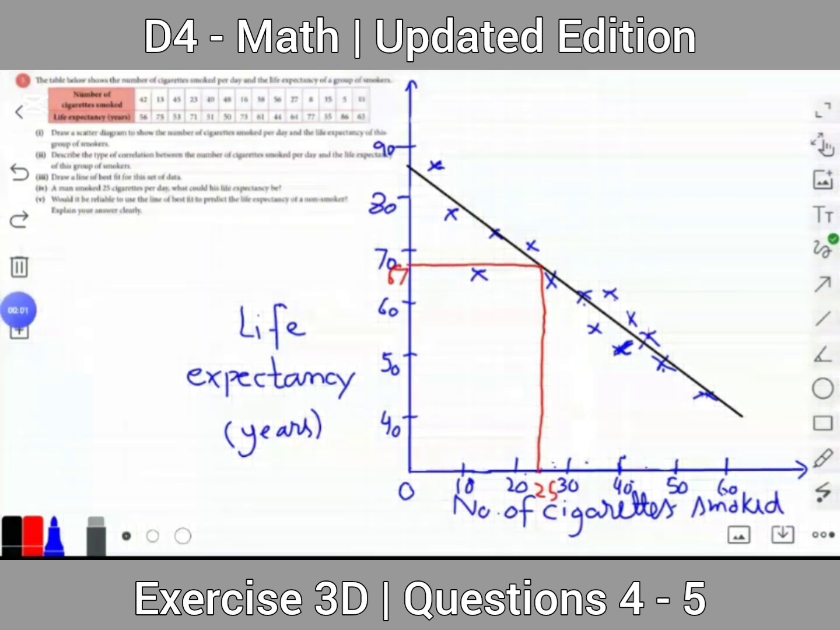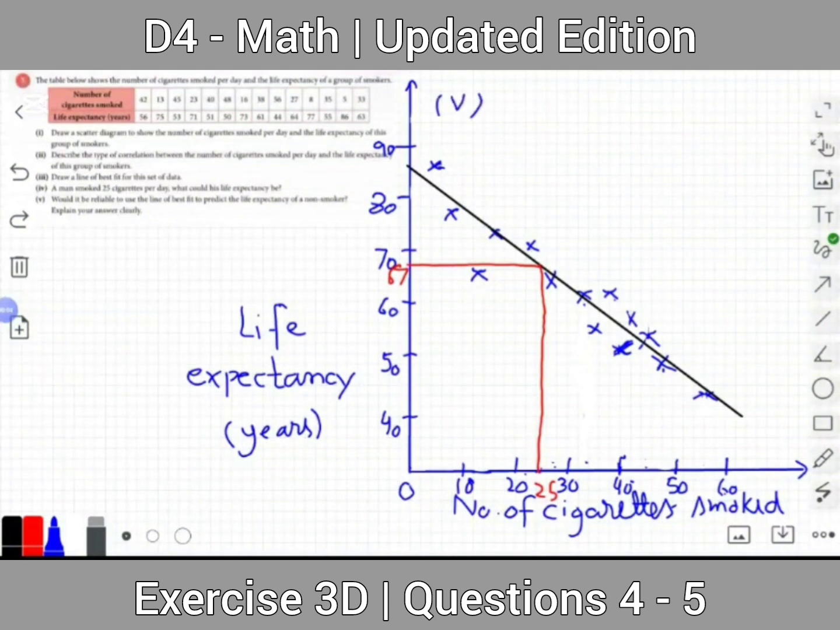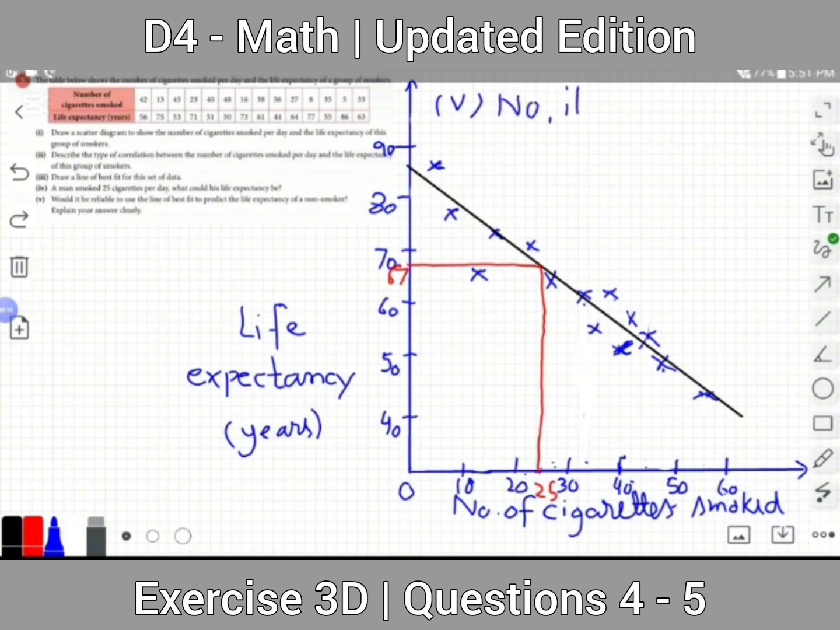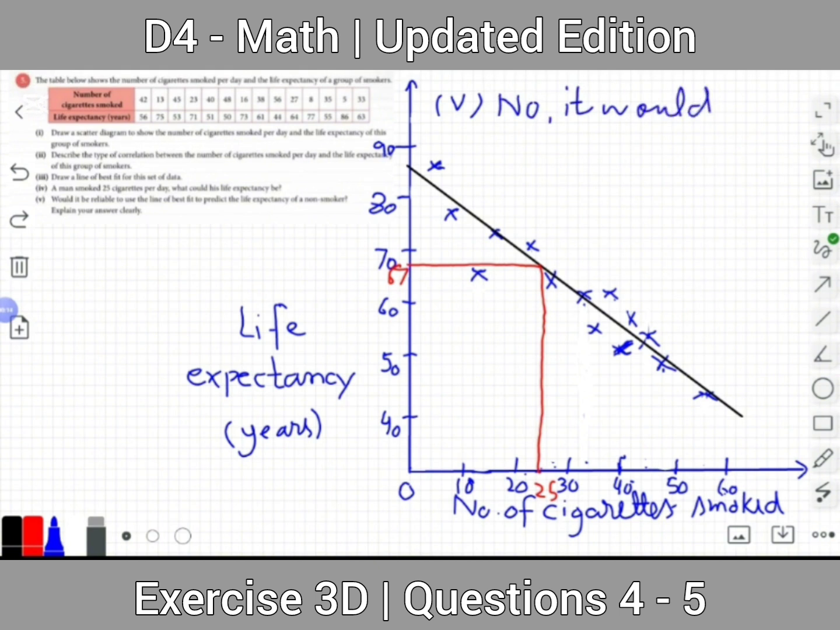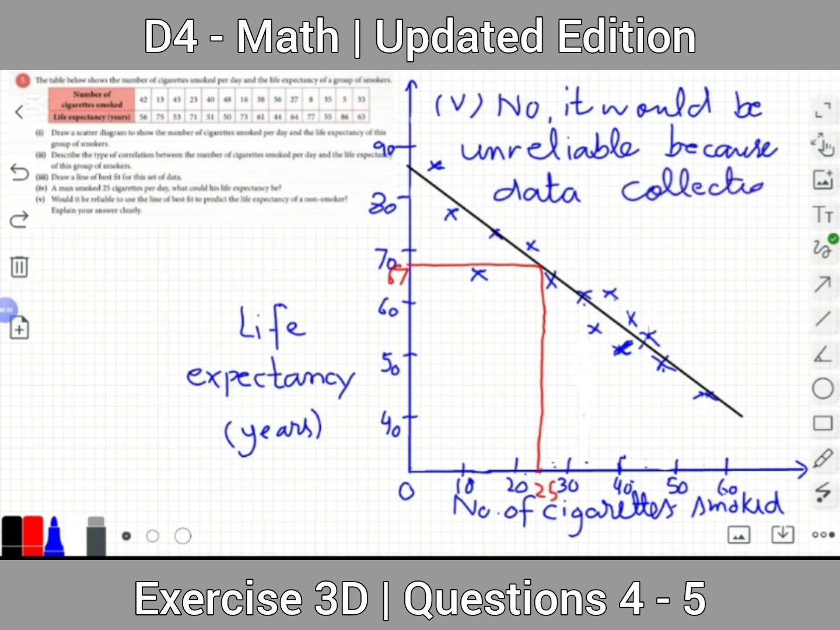Part 5. Would it be reliable to use the line of best fit to predict the life expectancy of a non-smoker? Explain your answer. No, it would be unreliable because the data collected consists of only smokers.